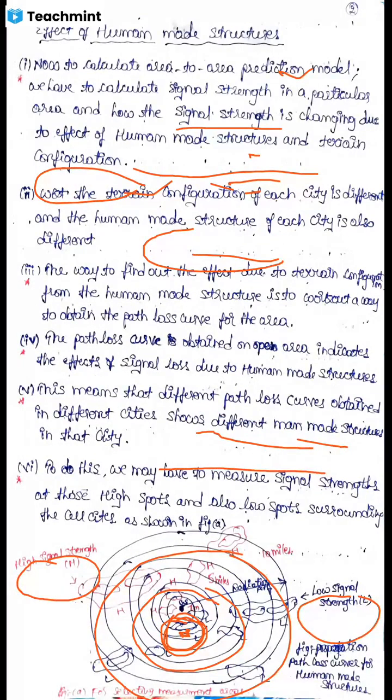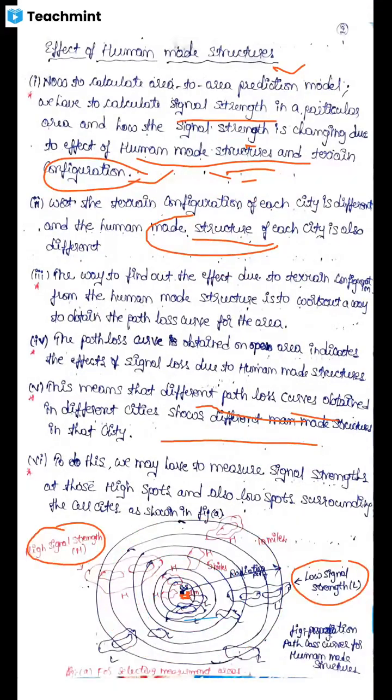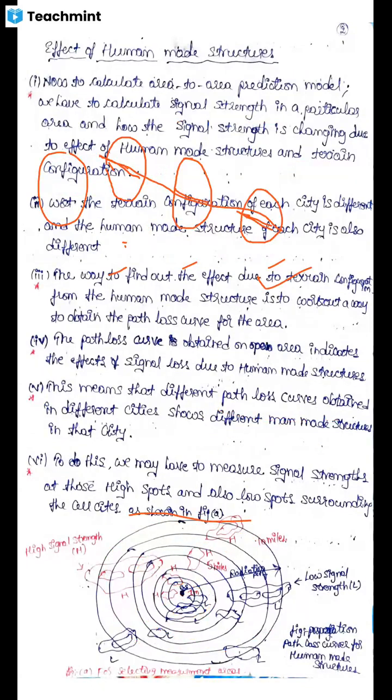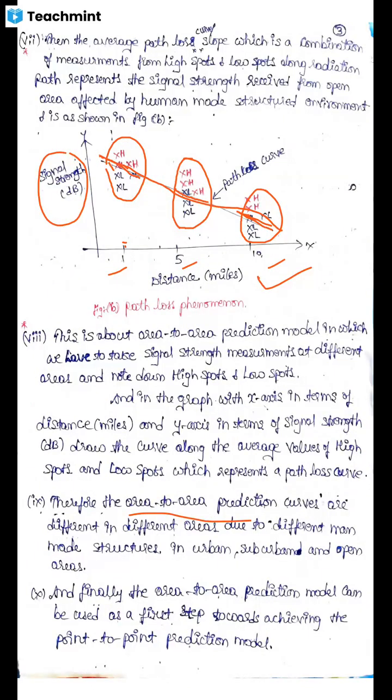So to draw the path loss curve, we take one base station at the center, and for that base station at a distance of 1 mile, we note the high spot areas and low spot areas. Similarly for 5 miles and 10 miles. We calculate the mean values of these high spot and low spot areas, representing x-axis distance and y-axis signal strength, and we get the curve. This curve is called the path loss curve. This is about the area to area prediction model.